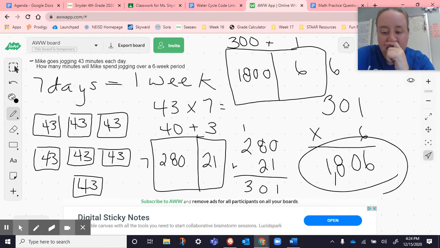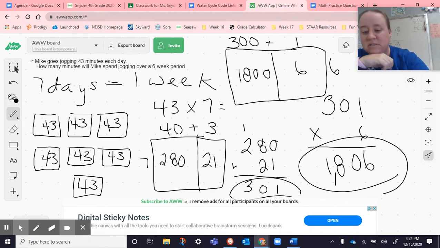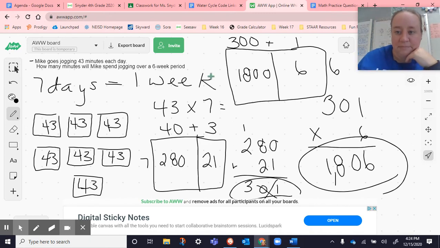Alrighty. So here, lots of steps, but when you break it down and you really understand what's going on with the problem, then it makes it a lot easier to solve. You just have to keep track. A lot of students stopped right here and circled that and were happy with that. But if I think about it, 43 minutes every day for 6 weeks, 301 is way too small if I think about what that means. So you can't stop at the first step. That's not your answer. You have to think about what the story's actually asking, okay?